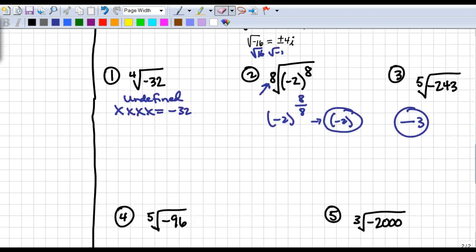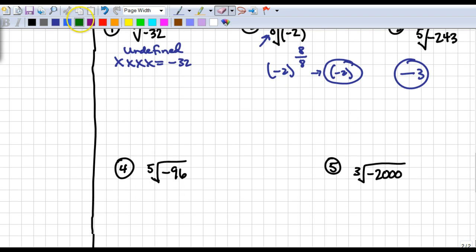Got 2 more that I'd like to try with you. Number 4. It is an odd root, so I will be able to find an answer here. I know that I will have a negative result. And when I look at the 5th roots, I don't really know any of those by heart, so I'm going to write some of them down so that I've got those as a reference. So 2 to the 5th, that is 32. And 32 goes into 96. So right away I got my first result. I know 32 times 3 is going to make 96.